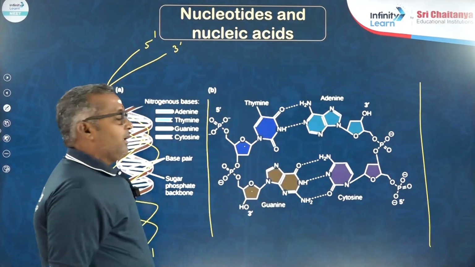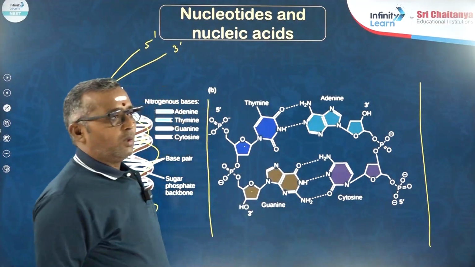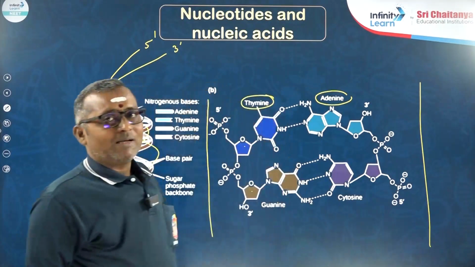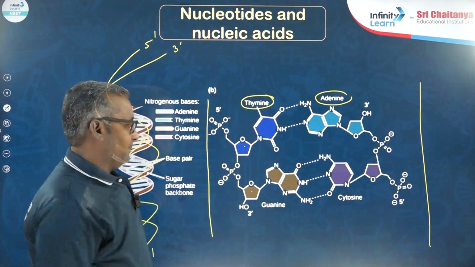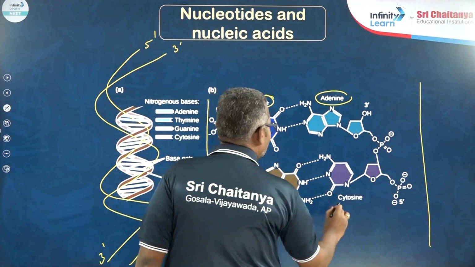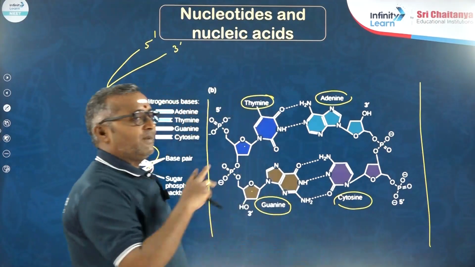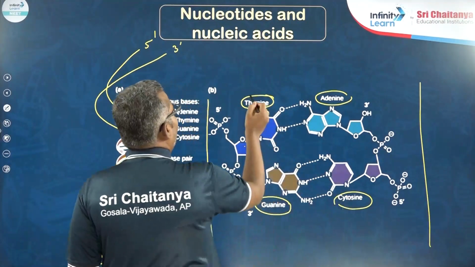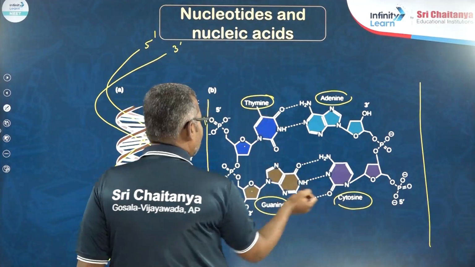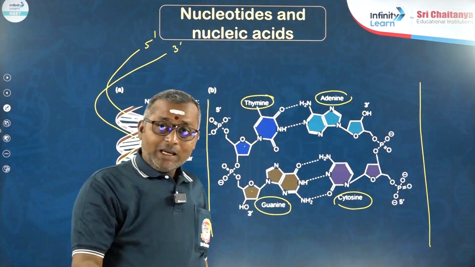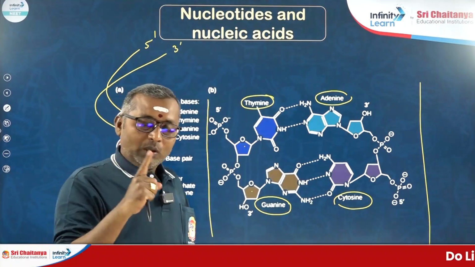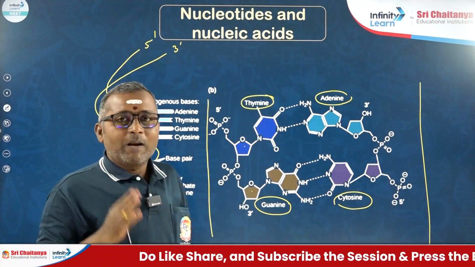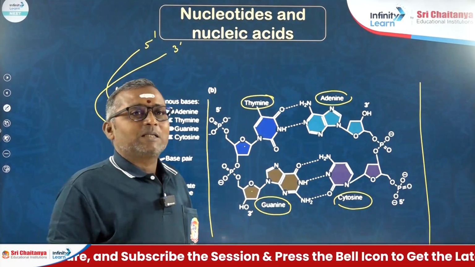And another important thing, in a double-stranded DNA molecule, adenine always pairs up with the thymine or vice versa. Thymine pairs with adenine. And guanine always pairs up with cytosine or cytosine pairs with guanine. Adenine never pairs with guanine or cytosine, or thymine never pairs with cytosine or guanine. Only adenine can pair with thymine and only cytosine can pair with guanine. That is the most important pairing. This itself is called base pairing.